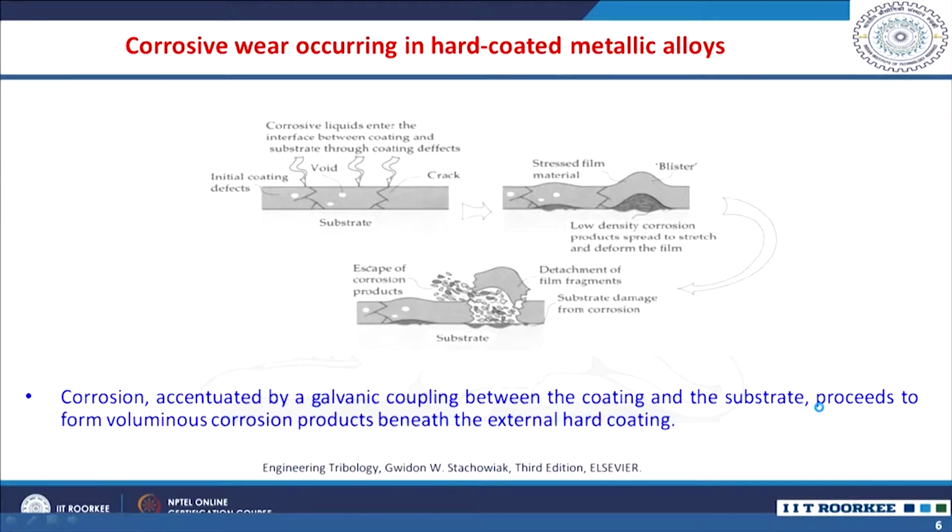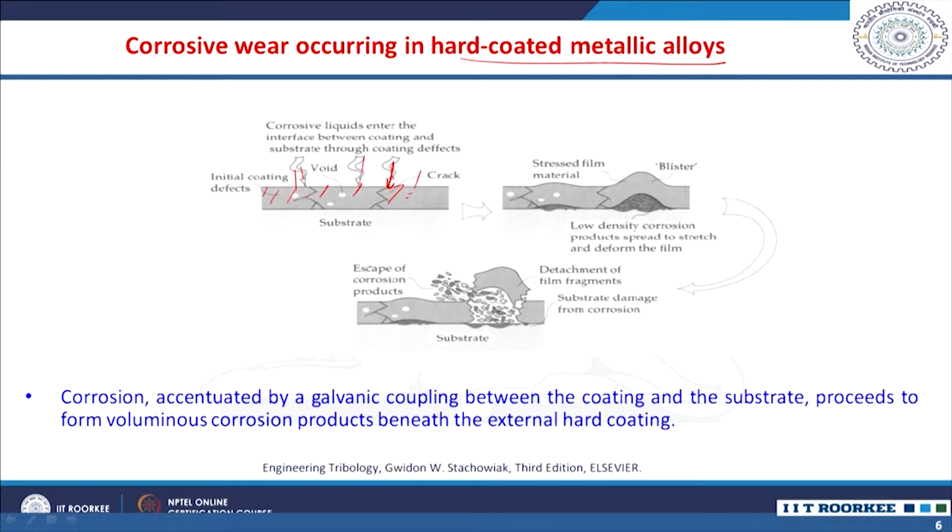Corrosion is accentuated by galvanic coupling between the coating and the substrate, which proceeds to form corrosion products and material removal beneath the external hard coating. If you see corrosive wear occurring in hard coated metallic alloys, initially you have this coating, right. Corrosive liquids enter the interface between the coating and substrate through several material defects. Through these defects, the corrosive liquid actually enters, and then you will have corrosion products.